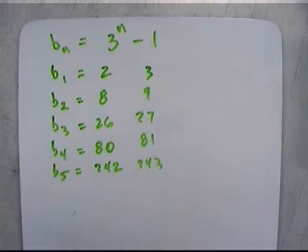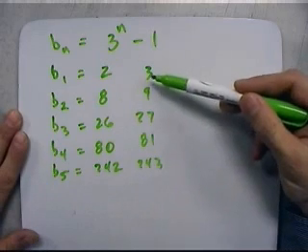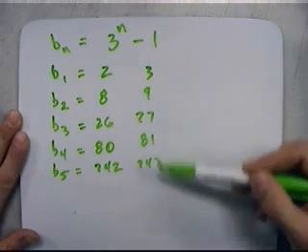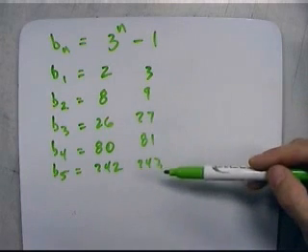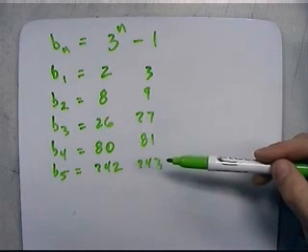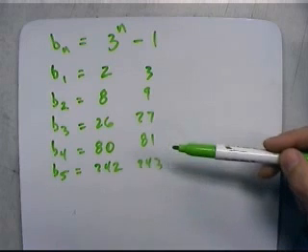Now, as we look at this one, what are we doing to get from here to here, here to here, and so on? Multiply by 3. So we have a factor of 3. This right here they call a geometric sequence. Geometric means you're multiplying by the same number every time.